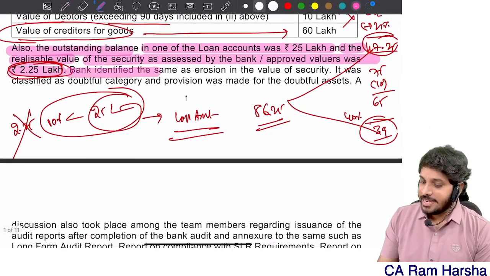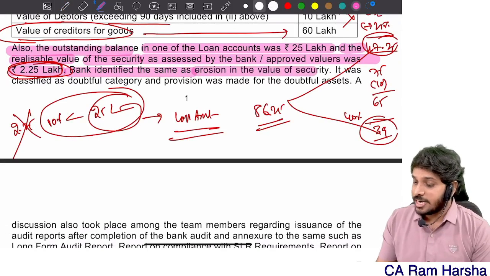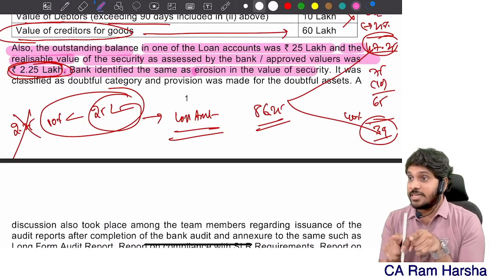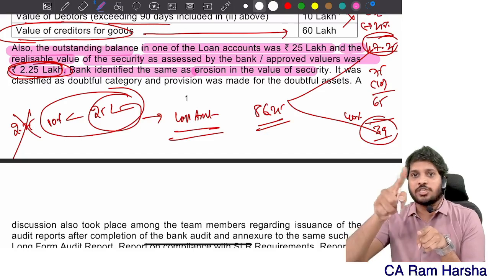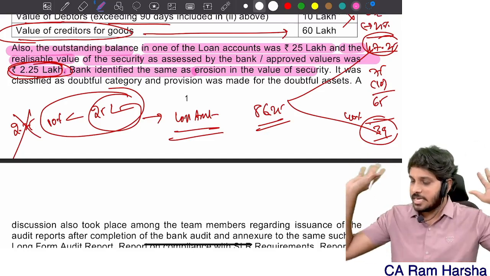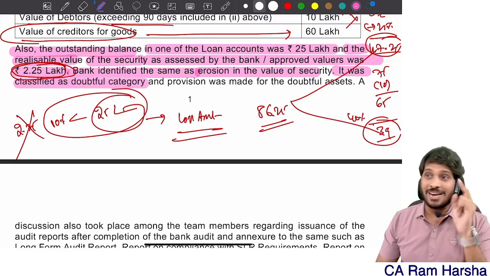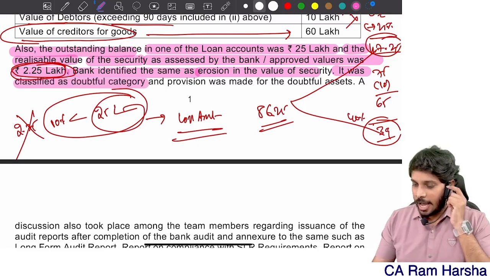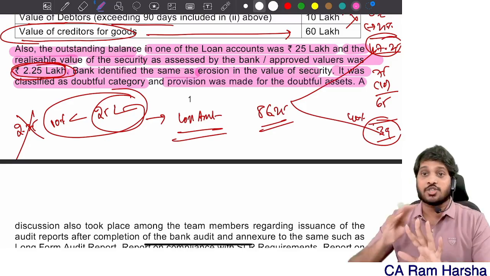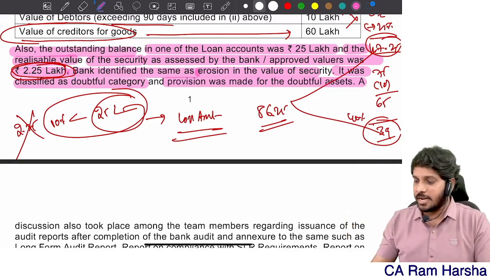So the bank identified this as erosion in value of the security. So what did the bank do because of this? They considered it as an erosion in value. Security value is gone completely. It was classified as a doubtful category. No, it should be classified as loss asset. And provision was made for doubtful. No, 100% write-off must be done.